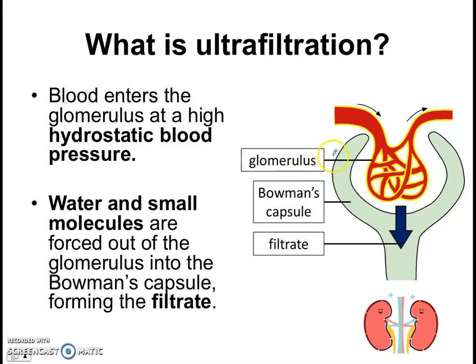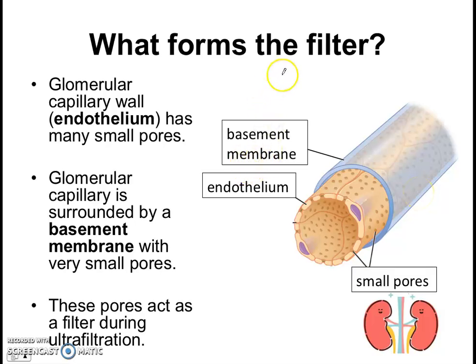Alright, so now we know how this high pressure in the glomerulus is formed. But the next question is, how does the filtering occur? What is the filter here in the glomerulus? How is a filter formed here? Well, let's take a look at that now. So what forms the filter? Well, it turns out that the glomerular capillary wall has many small pores.